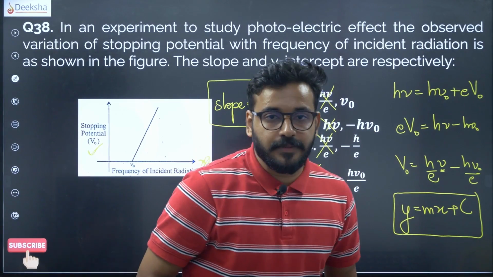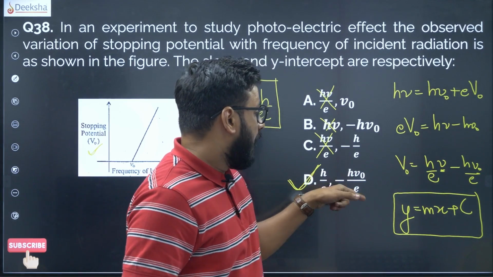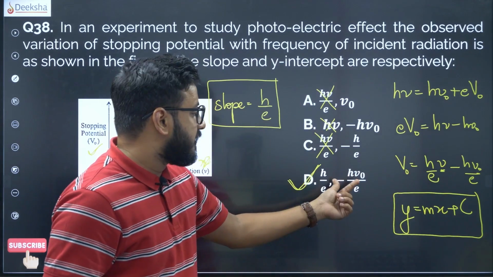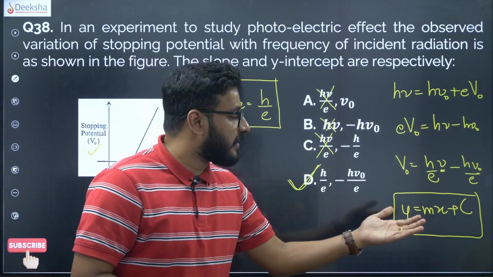Mx plus c, correct? So here m, that is the slope, that is h by e, and the remaining is the intercept, that is h nu naught minus h nu naught by e. So the correct answer is option D. This is how you arrive at it.